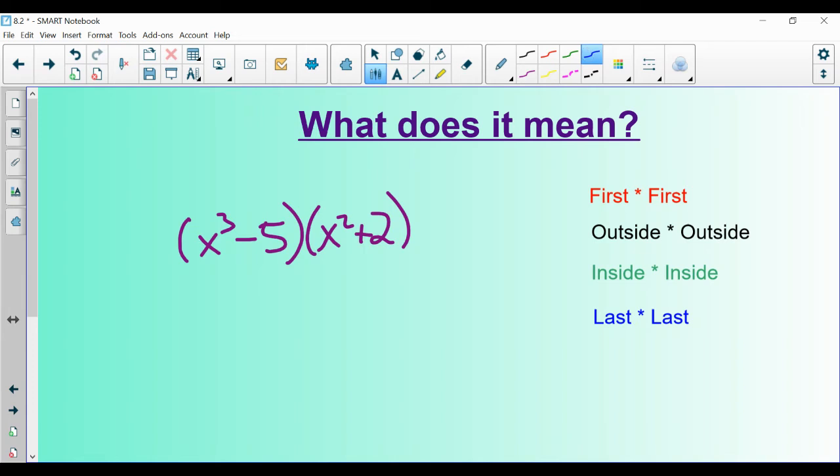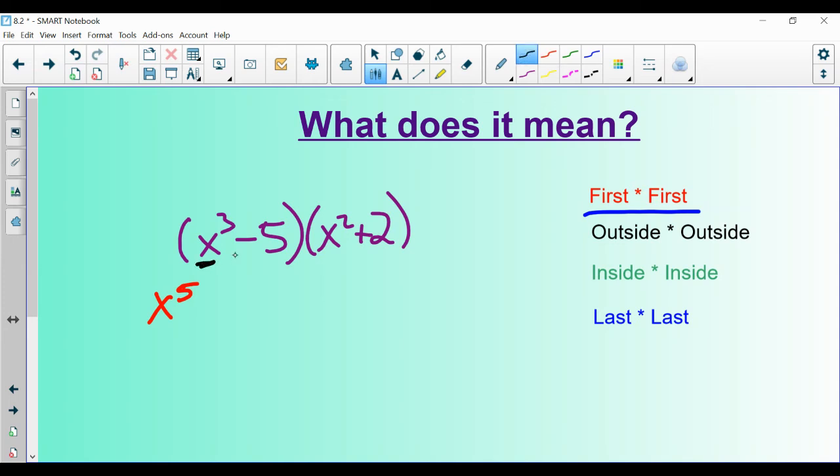And in fact, you guys all should remember how to multiply x to the third times x squared, because we just had a lesson on that. And remember, when you multiply with the same base, like x and x, you simply add their exponents. So x to the third times x squared, that would be first times first. And we would get x to the fifth.